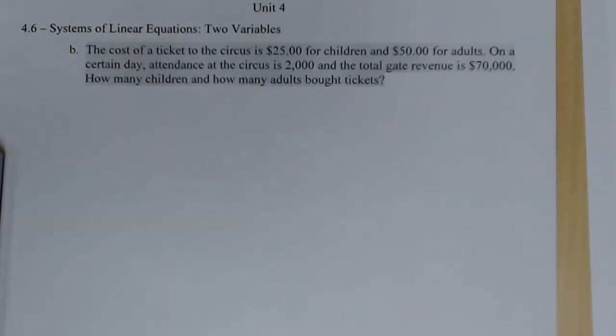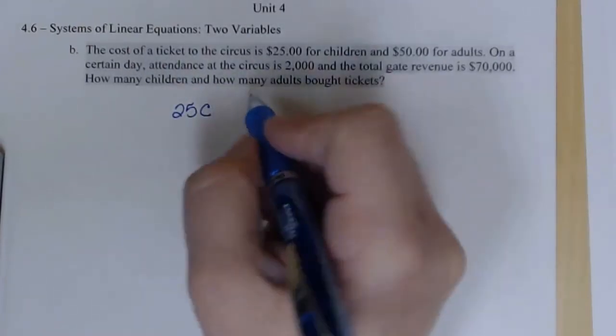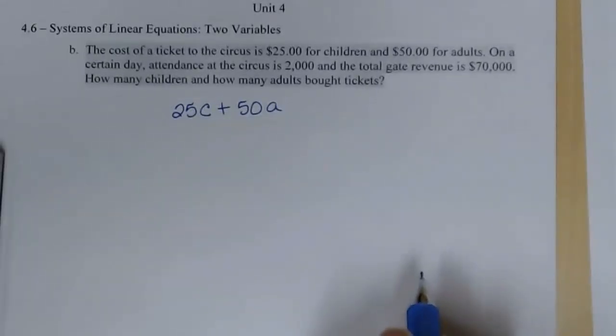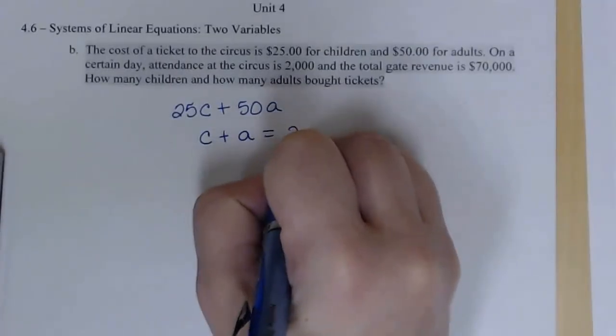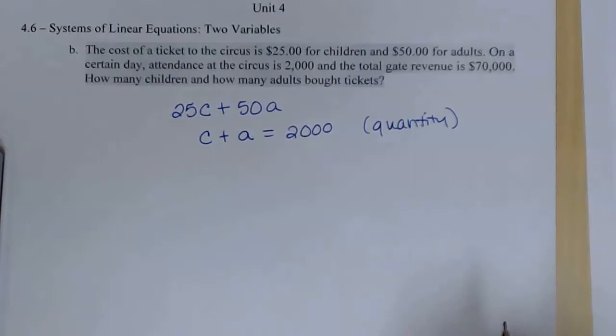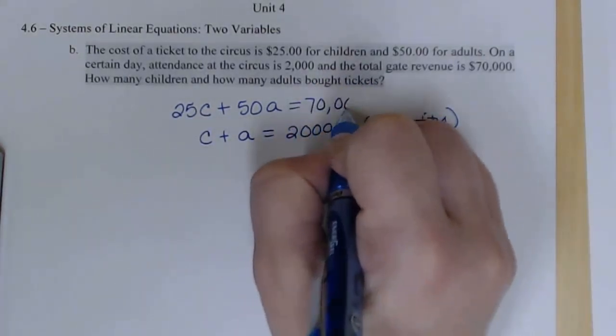So I need to create two equations here. I have children and adults, so however many variables you have is how many equations you need in order to solve them. So the cost of a ticket to the circus is $25 for children, so I'll have to take $25 times however many kids I bring, plus $50 times however many adults I bring. The attendance at the circus is 2,000, so I would add up my kids plus my adults, and I should get 2,000. So this is one equation, and it's dealing with the quantity of how many people. The gate revenue is 70,000, so 25 times my kids plus 50 times my adults should total that 70,000 I brought in.